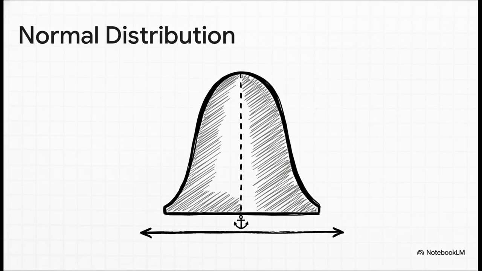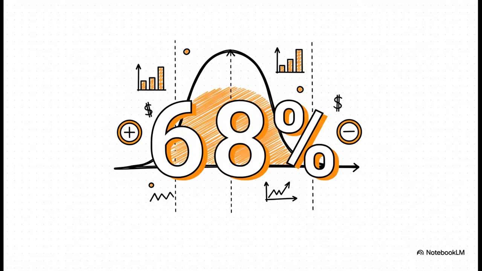Is it a wide, flat bell or a tall, skinny one? And here's why that really matters. For any variable that follows a normal distribution, we know that about 68% of all the outcomes are going to fall within one standard deviation, which is just a measure of that spread from the average, and about 95% will fall within two. Having that consistent predictability, that's the absolute bedrock of how we manage risk today.